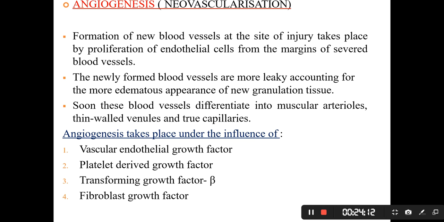Now angiogenesis, new blood vessels get formed under the influence of what? Growth factors. So vascular endothelial growth factor, platelet derived growth factor, transforming growth factor and fibroblast growth factor. This is just to make you realize what are the growth factors which help in the formation of new blood vessels. Do not panic, okay?